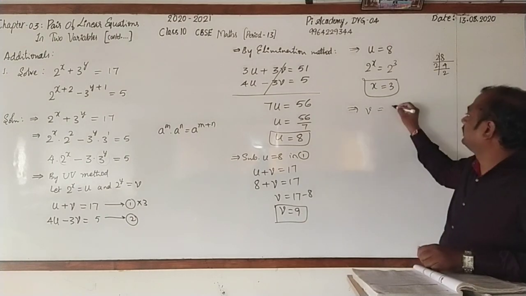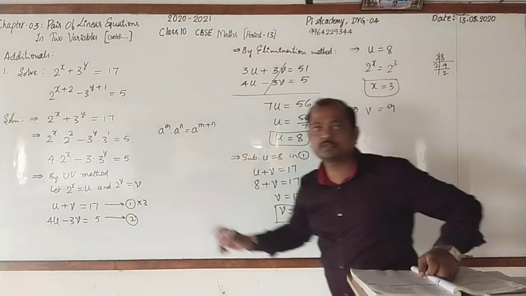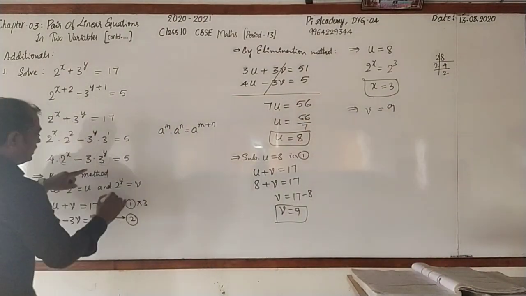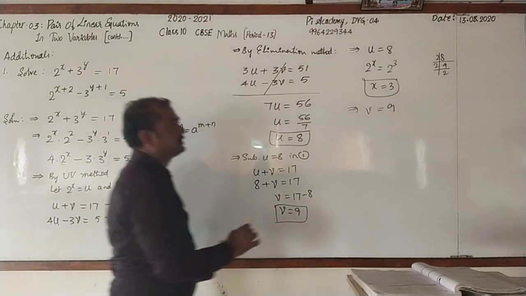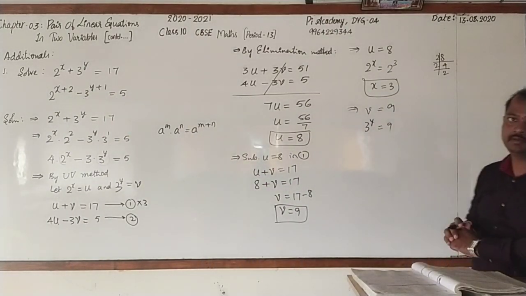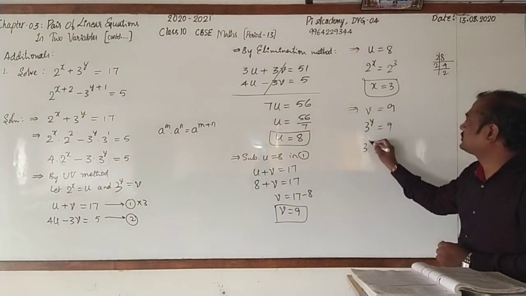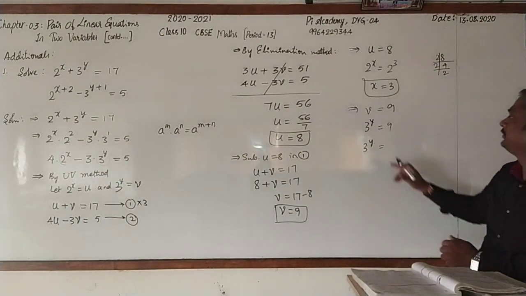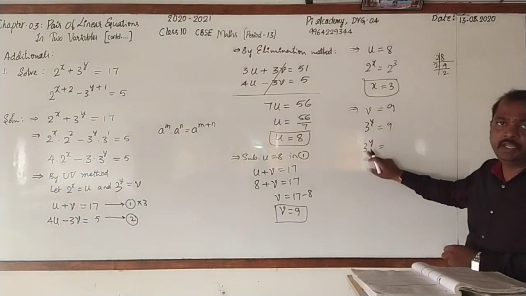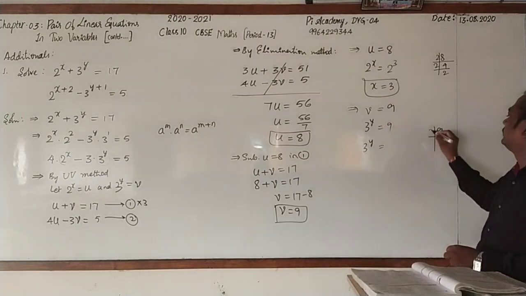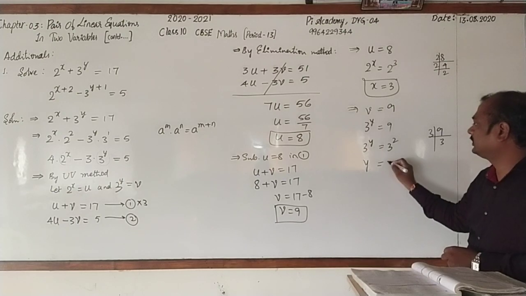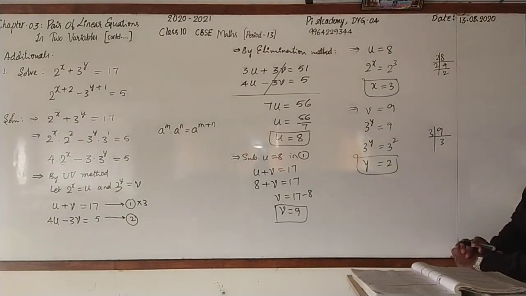It is 9. What is v? v is 3 raised to the power y, and it is equal to 9. Did you understand? 3 raised to the power y is equal to 9. How do you write 9 as a power of 3? 3 threes are 9, so 3 squared. The bases are the same, so you can equate the powers: y equals 2.